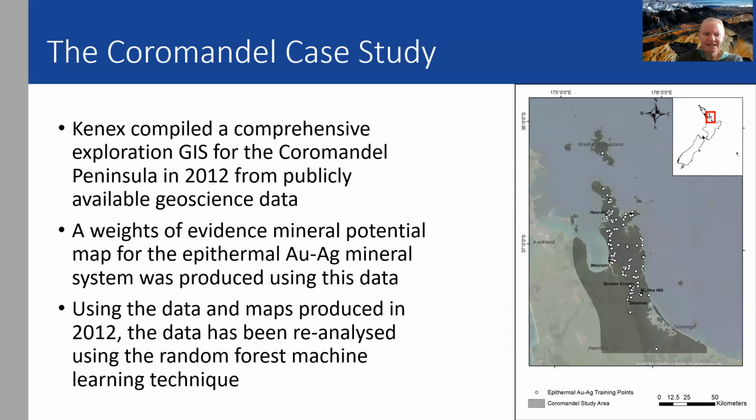So the Coromandel case study comes from a data compilation and mineral potential mapping study that CanX undertook in 2012 using publicly available geoscience data. And at the time of the data compilation in 2012, a data-driven weights of evidence mineral potential map was created for the epithermal gold-silver mineral system using this data. However, we've now reanalyzed the maps produced in 2012 using the random forest machine learning technique.